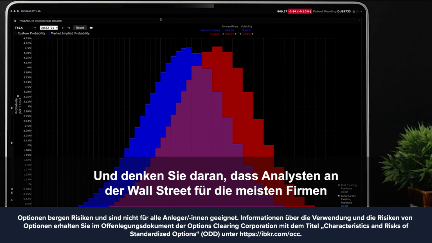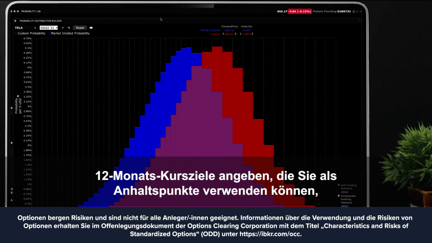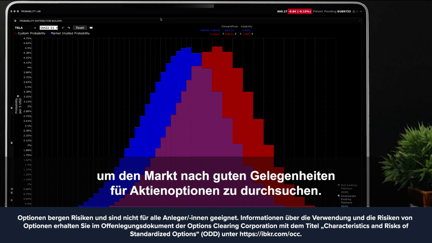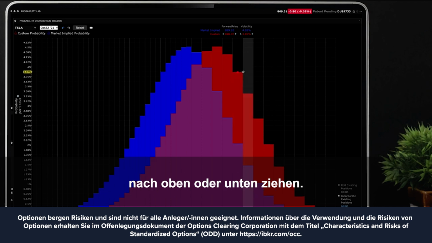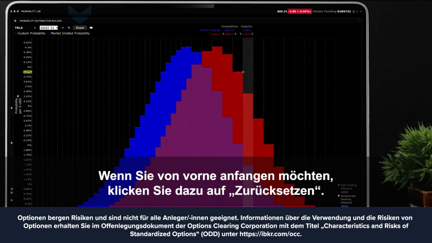Don't forget that Wall Street analysts typically have 12-month price targets for most companies, which you could use to test for opportunities in the market for stock options. Alternatively, click and drag a single bar higher or lower at your price prediction. If you want to start over, click the Reset button and begin again.